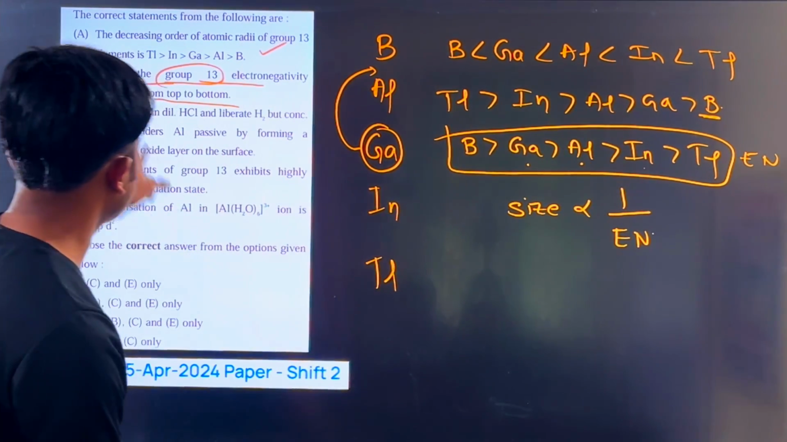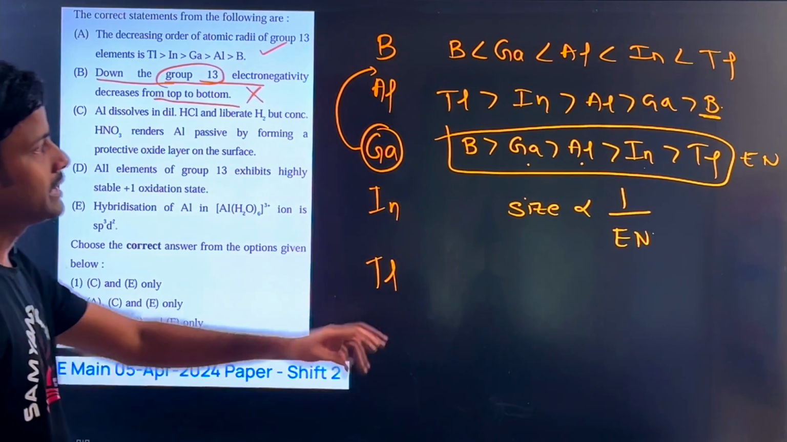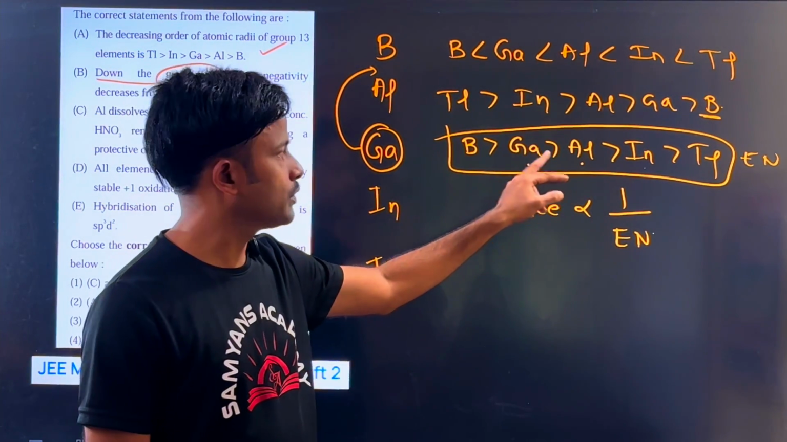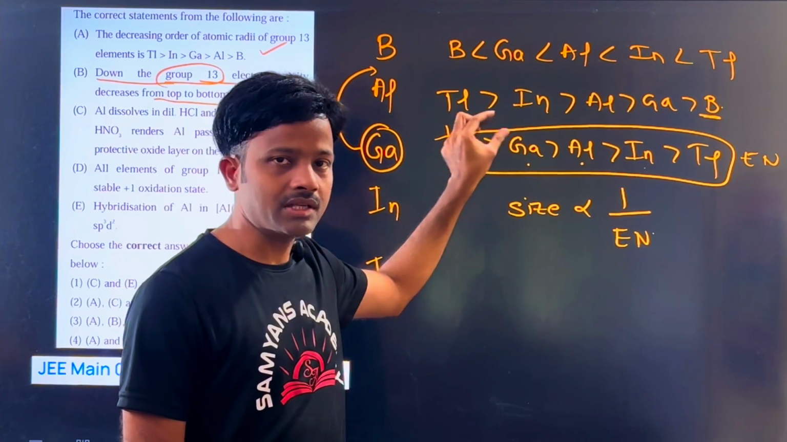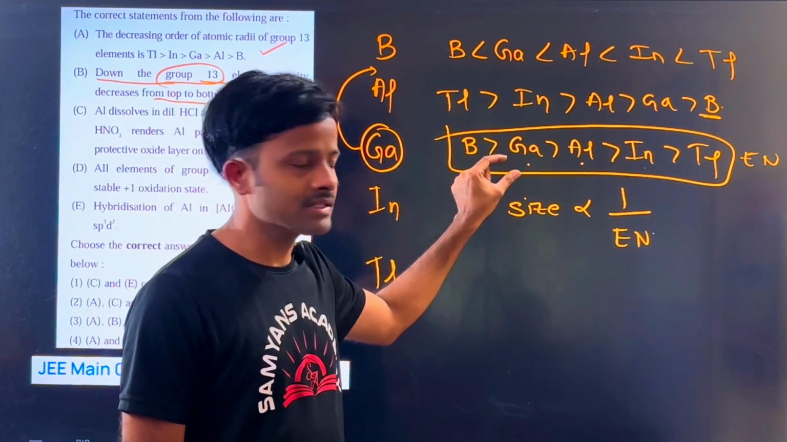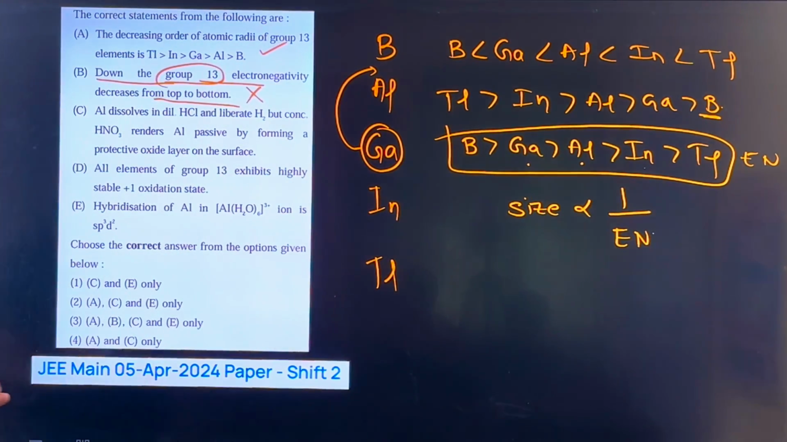But is the given statement correct or not? No, it is not correct. Why? Because gallium is an exception case, right? It has lesser size compared to aluminium. The atom which has lesser size has more electronegativity. Yes or no? That is not a correct statement.